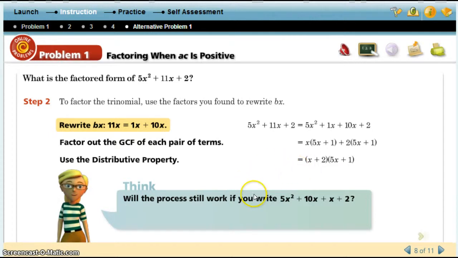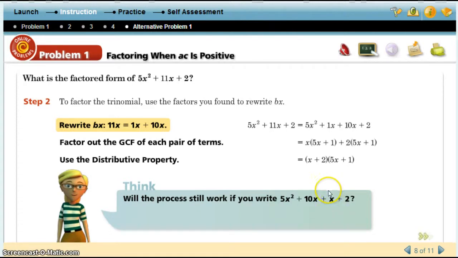Now, back to this question that they asked: will the process still work if you rewrite this? Basically, you're just switching these terms. Instead of having the 1x and then the 10x, can you rewrite it the other way? And think about it. What did we do after we rewrote the trinomial? Well, we just factored the GCF from the first two and factored the GCF from the second two. So look at them. Does 5x squared and 10x, if I put a parenthesis around those, have a GCF? And they do. Hopefully you can identify that. They have a 5 in common. They also have an x in common.